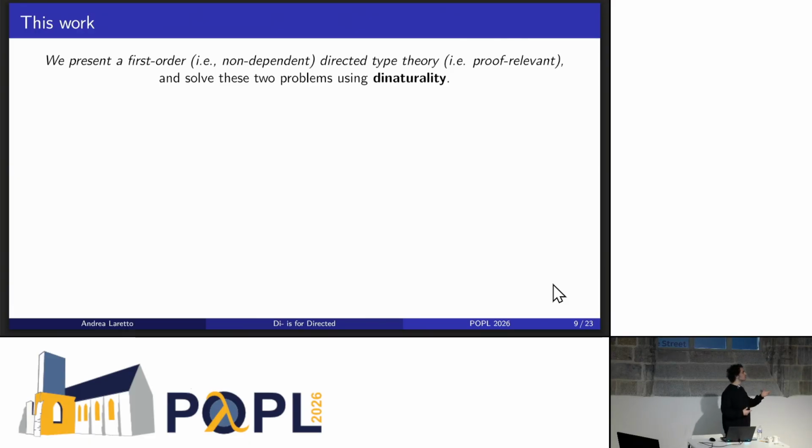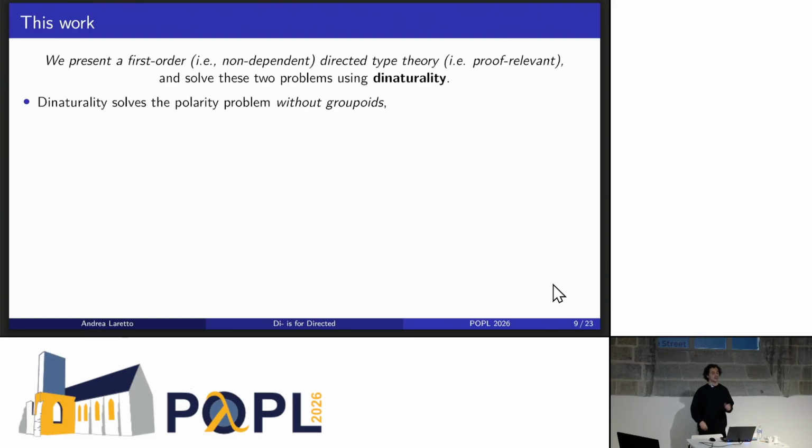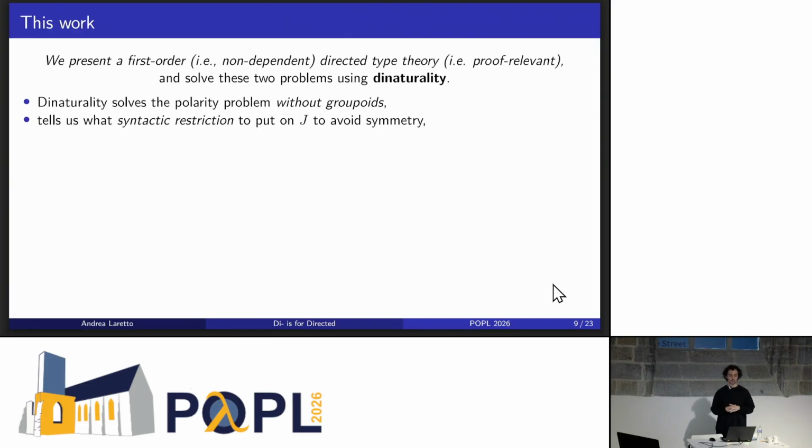And we solve these two problems exactly using dinaturality. And dinaturality solves the polarity problem without having to use groupoids. And it tells us precisely what kind of syntactic restriction we should put on the J rule to avoid symmetry, but recover all the other interesting theorems. And it also tells us what the directed quantifiers of directed type theory should be. They are ends and coends.